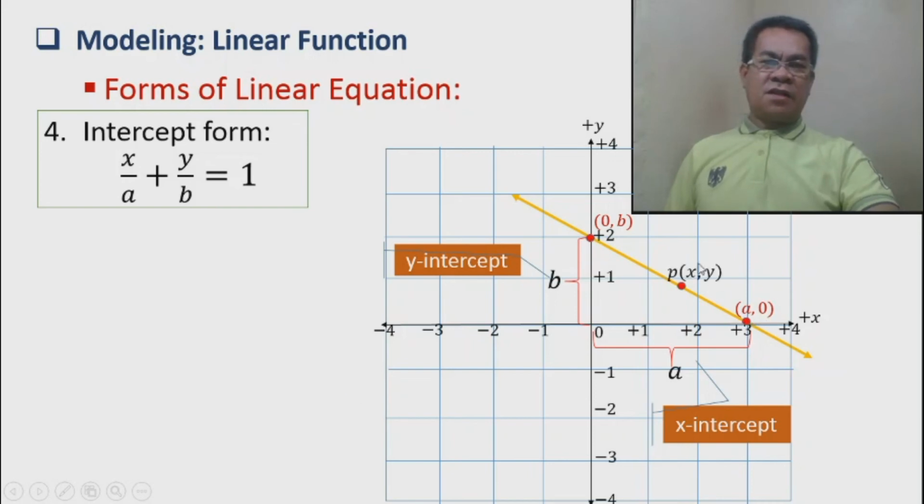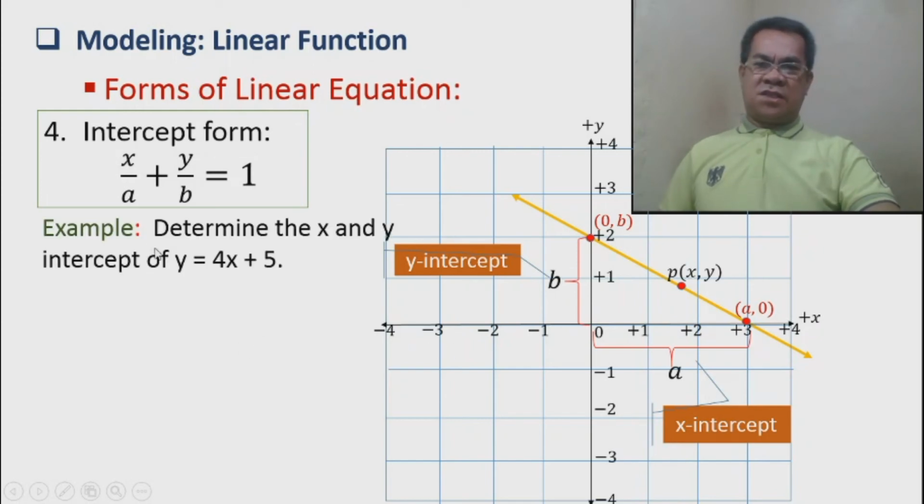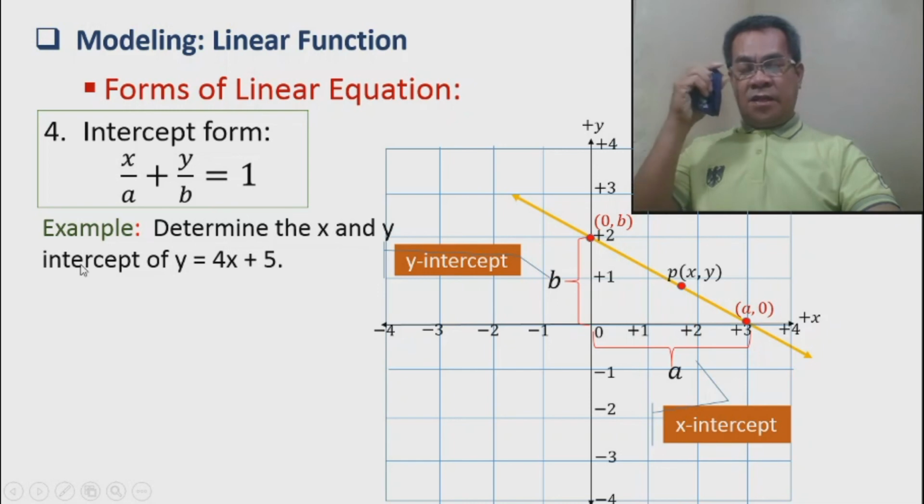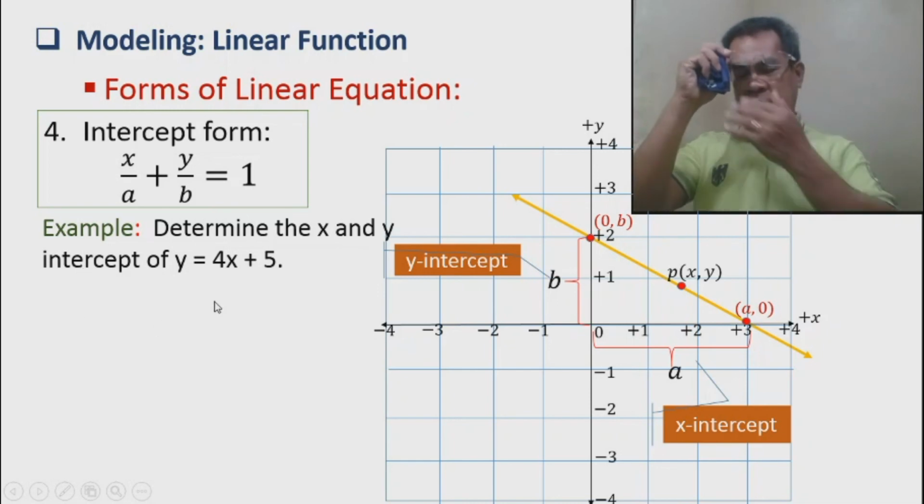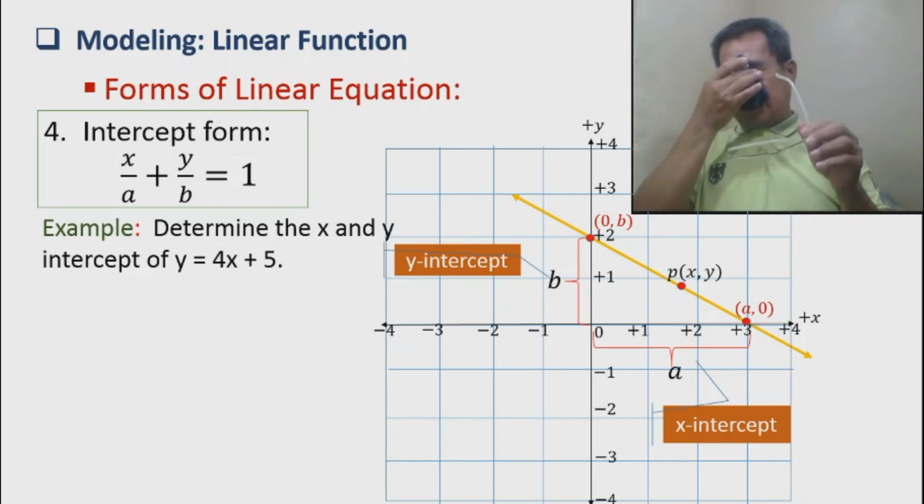At any point along the line, then we have this point P. So suppose we are asked to determine the x and y intercepts. When we say x and y intercept, you are asked to solve for what is a and what is b, not x and y, because x and y are the variables. So the question here: what is the x and y intercept of the equation y is equal to 4x plus 5?